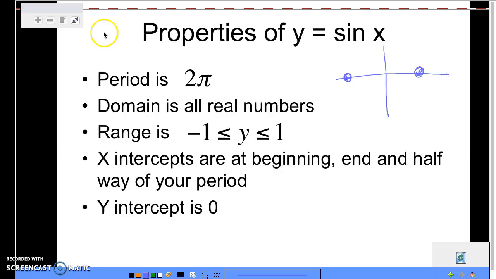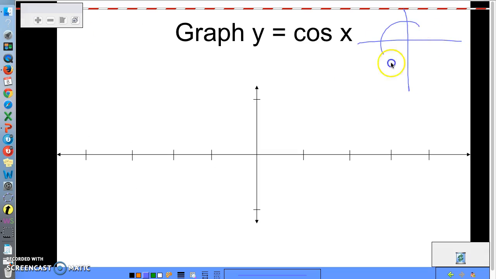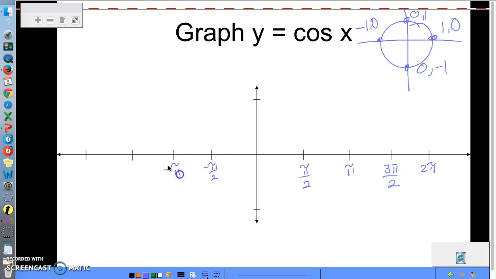So what does our cosine look like? Well, we have that same circle here. 1, 0, 0, 1, negative 1, 0, 0, negative 1. But we are graphing our x value, our cosine. So this is the same thing. We got pi over 2, pi, 3 pi over 2, and 2 pi, negative pi over 2, negative pi, negative 3 pi over 2, negative 2 pi.